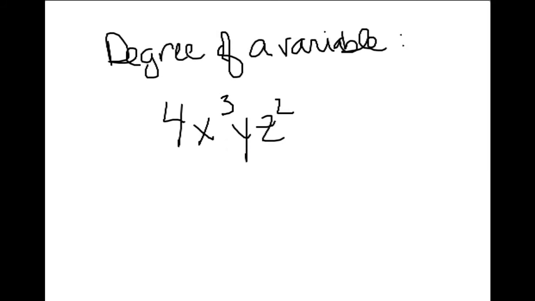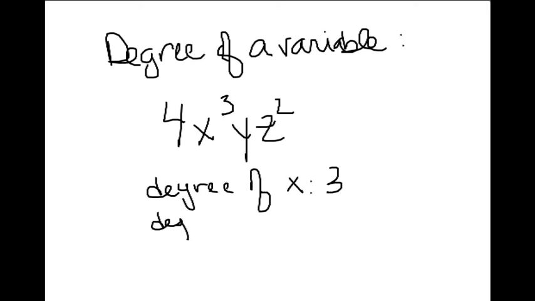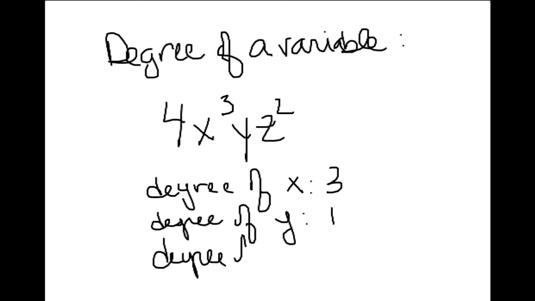So here I have this monomial 4x cubed y z squared. It's one term because they're all multiplied. There's no addition or subtraction. That's what separates terms, not multiplication. They're all together. And I might want to talk about the degree of a variable. So perhaps I want to talk about the degree of x. Well, it's the exponent of x, so here it's going to be 3. The degree of y is going to be 1. And the degree of z then is going to be 2.